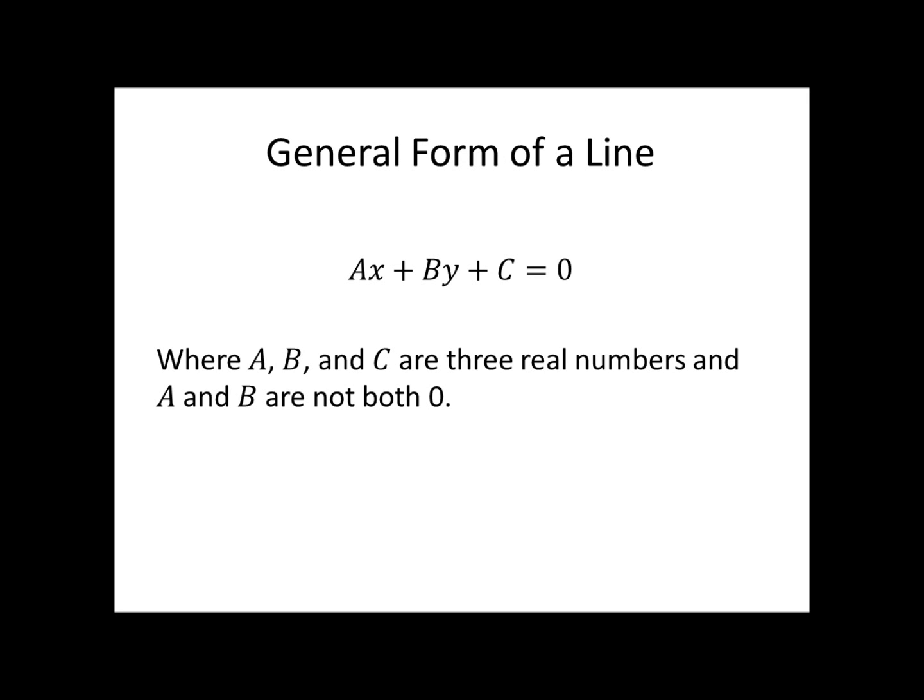Here's the general form of a line. It's not real useful when we're graphing or anything like that, but the general form can be useful in some applications. A, B, and C are all real numbers. We can't have A and B both being 0. One of them can be 0, but not both.